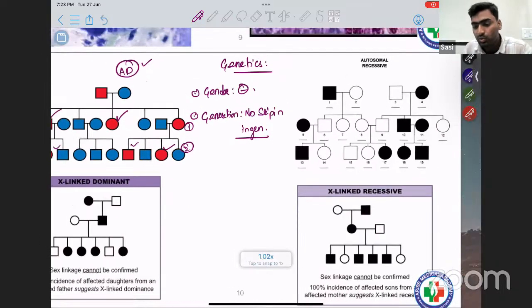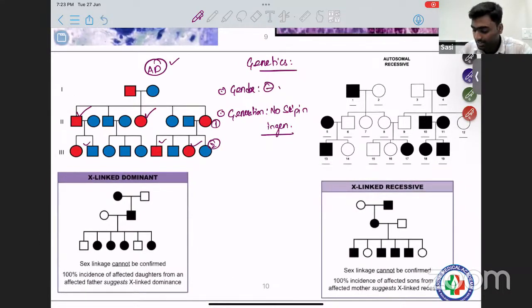Whereas if you see autosomal recessive inheritance, there also will be no gender bias. Both male and female will be involved. But what is the differentiating feature? Yeah, there will be a skip in generations. You can see one continuous generation being skipped. Okay, you just remember these things to differentiate autosomal dominant from autosomal recessive.